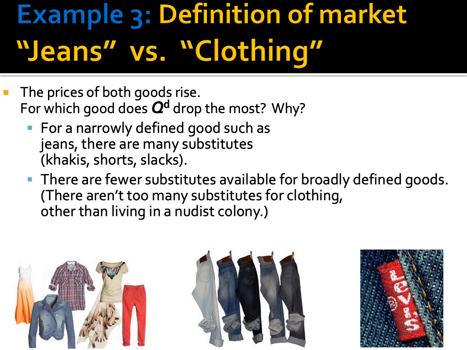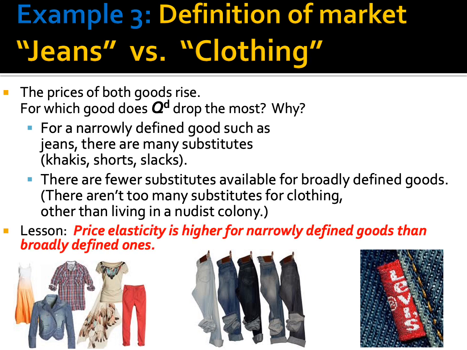Now, if you have a good that's broadly defined, specifically clothing, I don't see a substitute for clothing. So if the price of all clothing goes up, we're very unlikely to choose something else to wear, right? Unless you're going to move into a nudist colony or wear plants, you really do need to buy clothing. So, lesson here: price elasticity is higher, or consumers are more elastic, for narrowly defined goods rather than broadly defined ones.